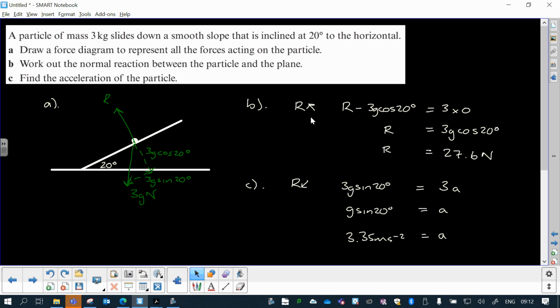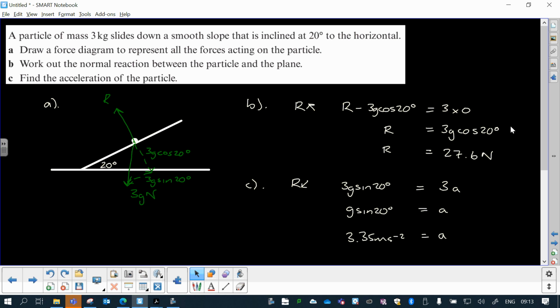Okay, so we resolve perpendicular to the plane, F equals ma, R minus the 3G cos 20 that we've put in equals 0. So R equals 3G cos 20. And when you evaluate 3G cos 20, remember G is 9.8. You get R is 27.6 newtons.